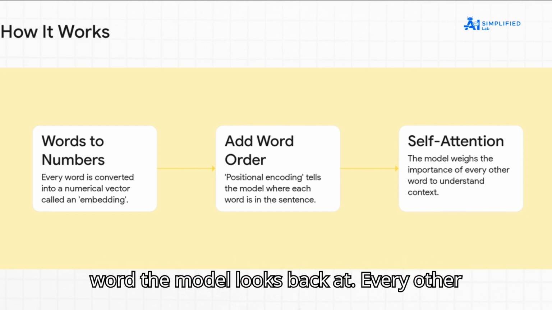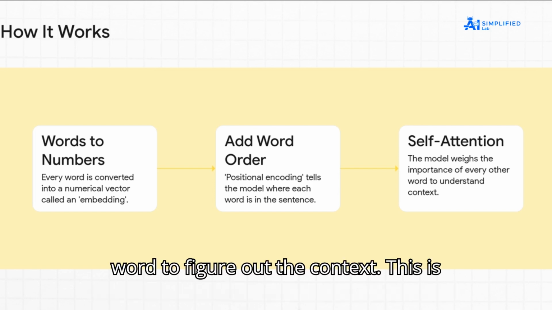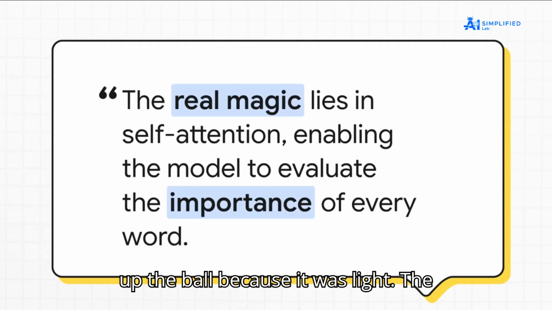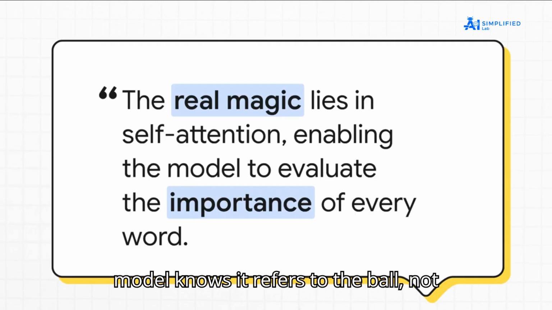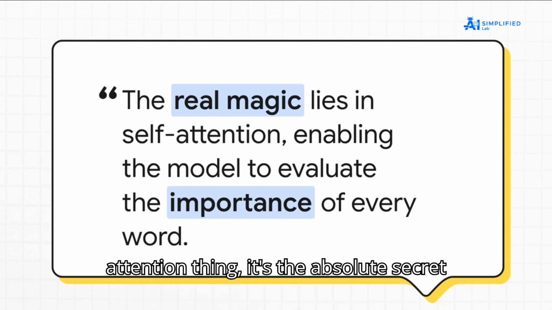For any single word, the model looks back at every other word to figure out the context. This is how, in a sentence like, "The robot picked up the ball because it was light," the model knows it refers to the ball, not the robot. Wild, right? This self-attention thing, it's the absolute secret sauce.